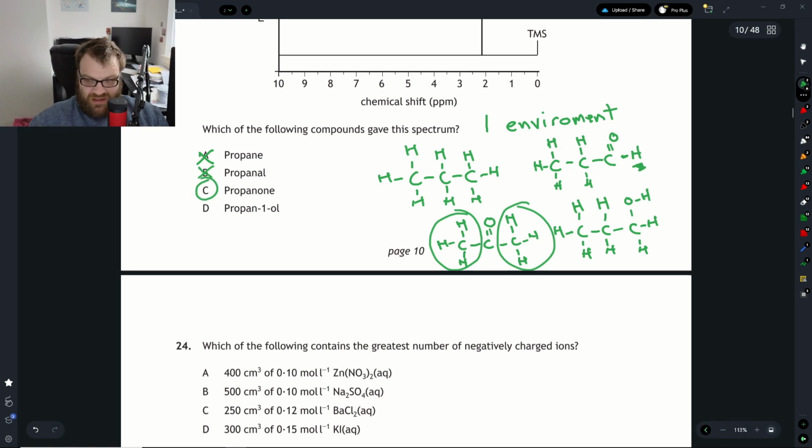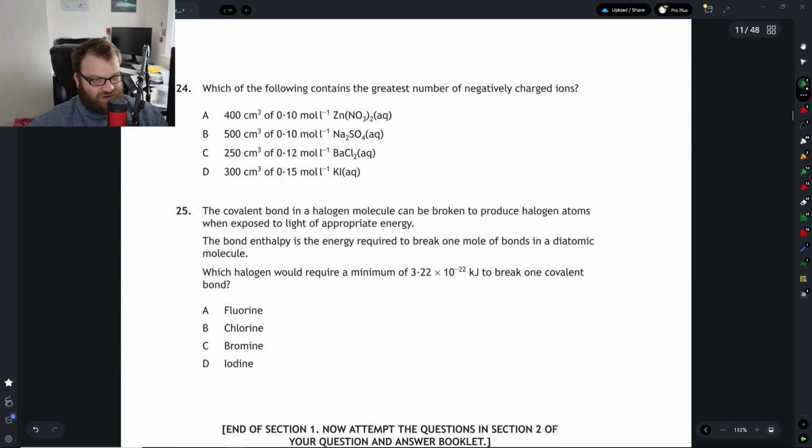Here, we've got our hydroxyl group hydrogen. We've got the CH2, which is connected to the OH group. We've also got the CH2 and then the CH3. Again, more than one, which means that is not going to be our answer for this question. Moving on here, we're asked for the greatest number of negatively charged ions. First, I would change my volumes and concentrations into number of moles. I'm going to use n equals c times v.